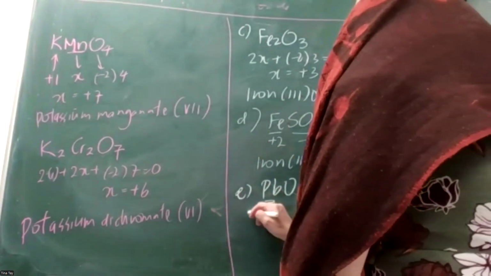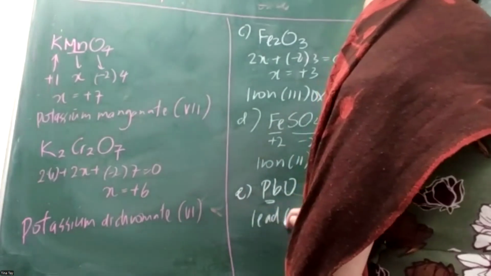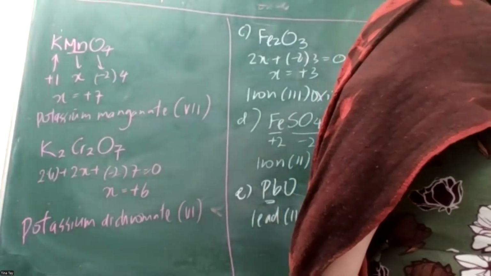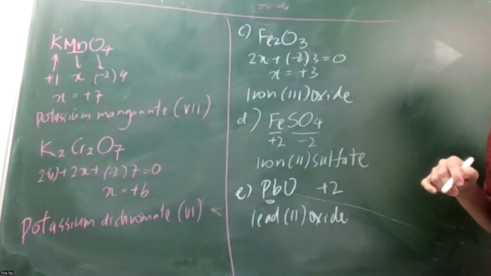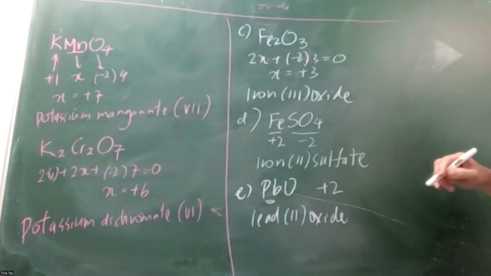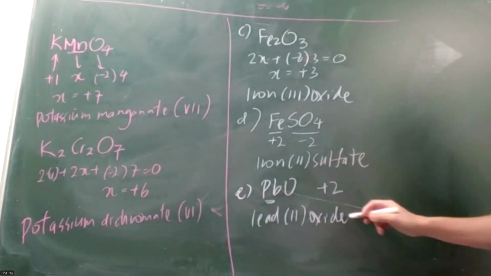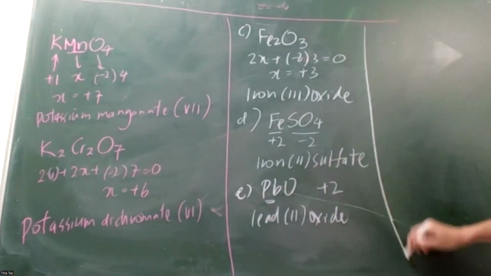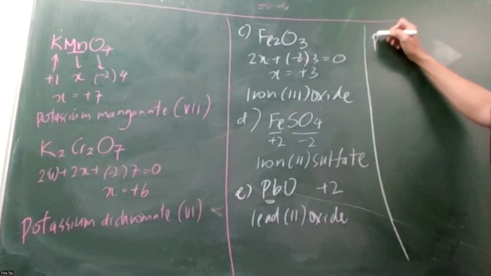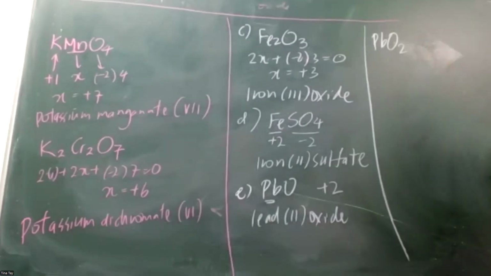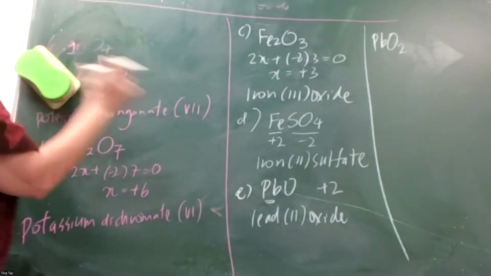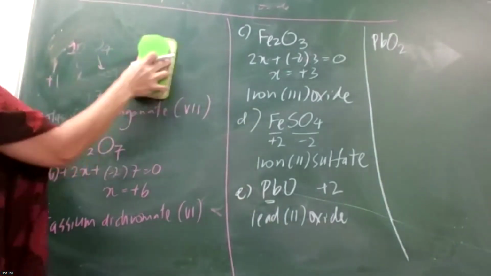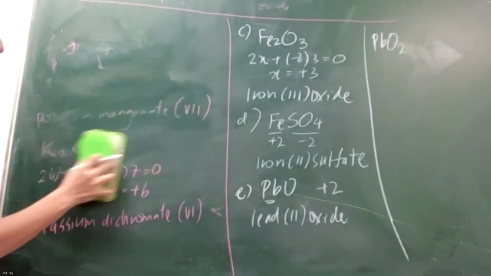PbO. Pb is positive 2, so lead 2 oxide. Because Pb is positive 2. Right? Did you get it correct? Yeah. Should be. Because positive 2, negative 2 cancel each other out. So when you come to this, a little bit different. PbO2, then how? What is D? D is Iron 2 sulfate, so 2 is the answer. Positive 2, yeah, it's right.